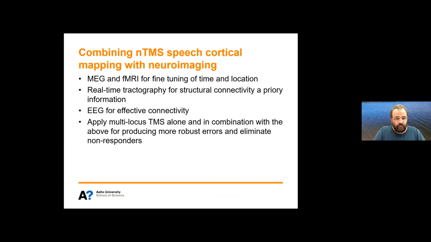And then we would like to apply Multilocus TMS alone or in combination with the other methods. Alone, just giving 2 and 3 pulses on the same nodes of the network to avoid non-responses and to make it even more robust.